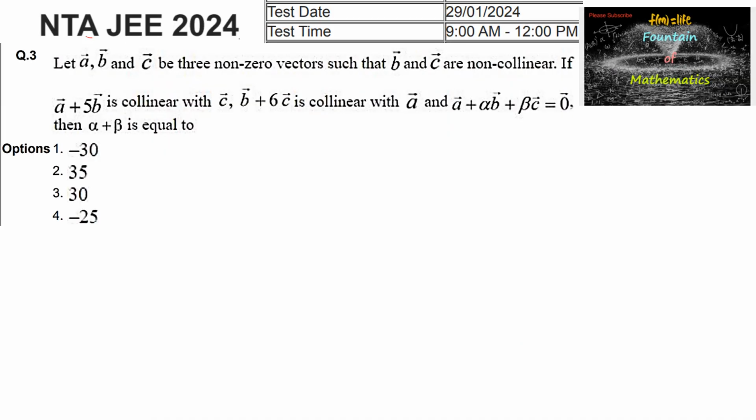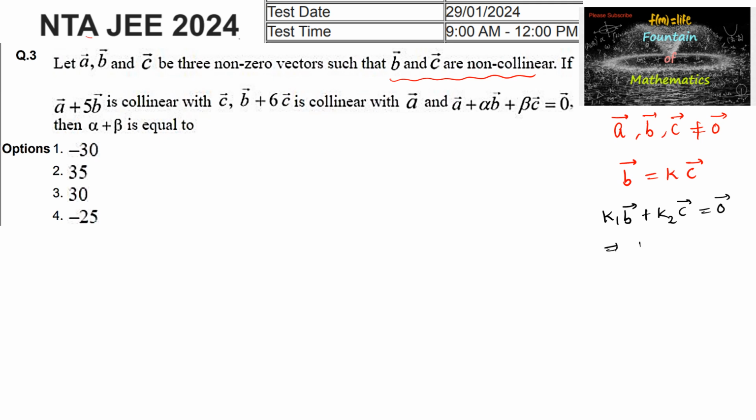Let vector A, vector B and vector C be three non-zero vectors, such that B and C are non-collinear. So we cannot express vector B as some constant times vector C, or in case the linear combination k1 times vector B plus k2 times vector C is equal to the 0 vector, then k1 and k2 must be equal to 0. So this is the condition for non-collinearity.